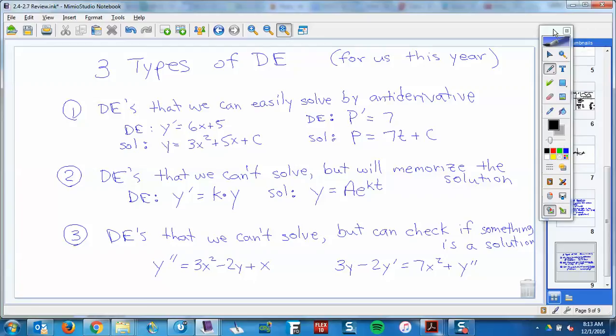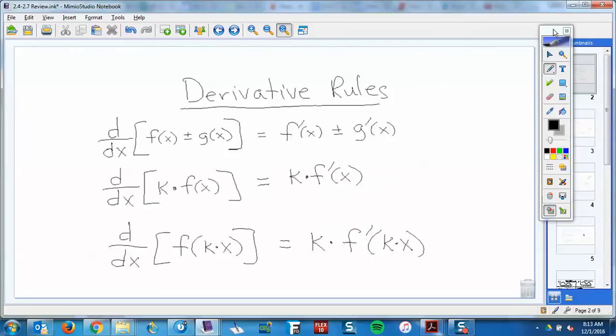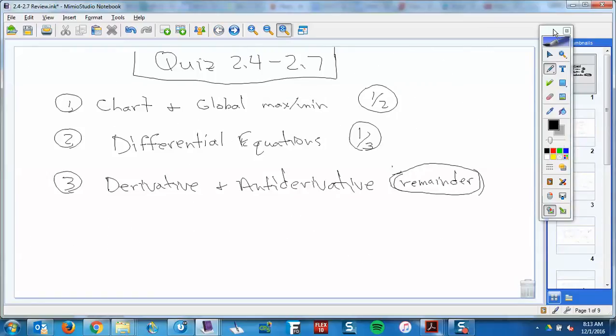If I gave you a 5th degree equation, you guys wouldn't know how to solve it. There's no fancy formula like the quadratic formula to do a 5th degree equation. But I could ask you, does 2 work? You put a 2 in and you can tell, okay? And that's it. I mean, that's your differential equation stuff. That's your chart stuff. That's your derivative rules. That's the stuff that's going to be on our quiz, okay?